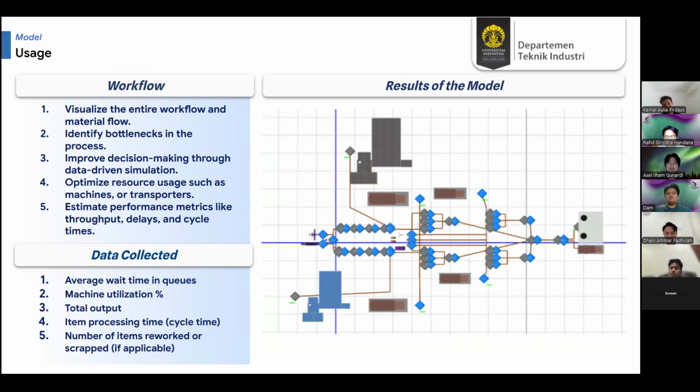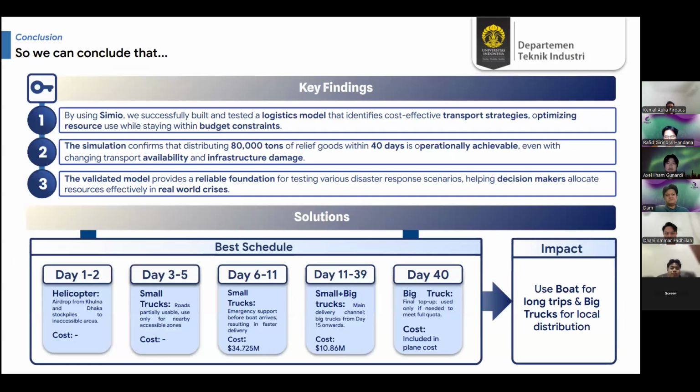In conclusion, here's a summary of our key findings and the best logistics schedule from our simulation model. First, we built a logistic model that identifies cost-effective strategies while staying within budget. Then the model proves that delivering 80,000 tons of relief in 40 days is possible even with damaged infrastructure. And it offers a reliable foundation for real-world disaster planning.